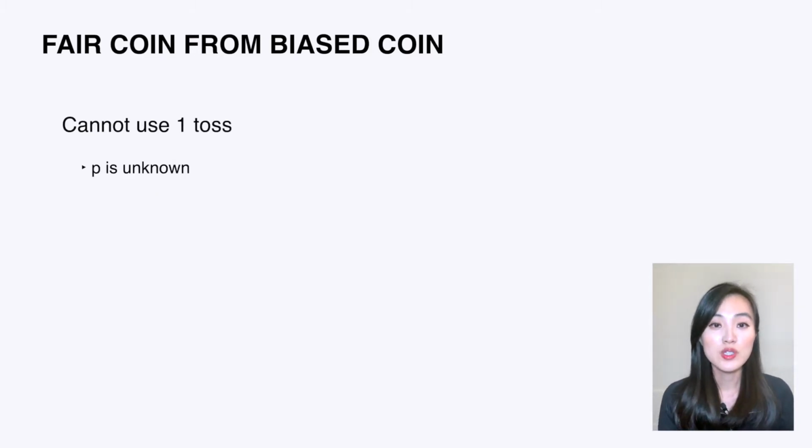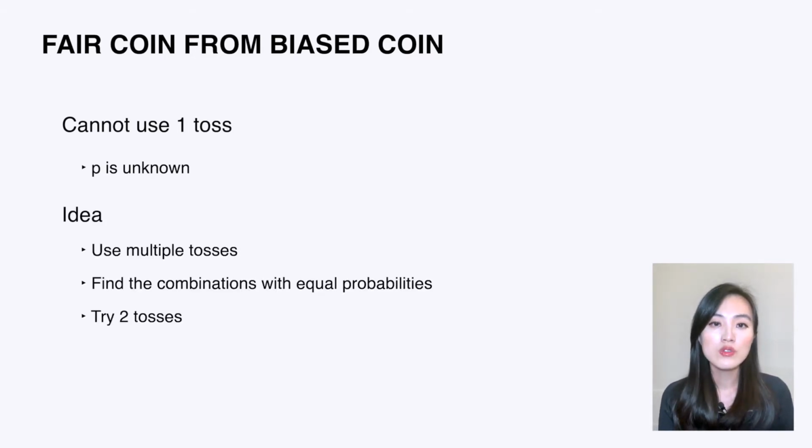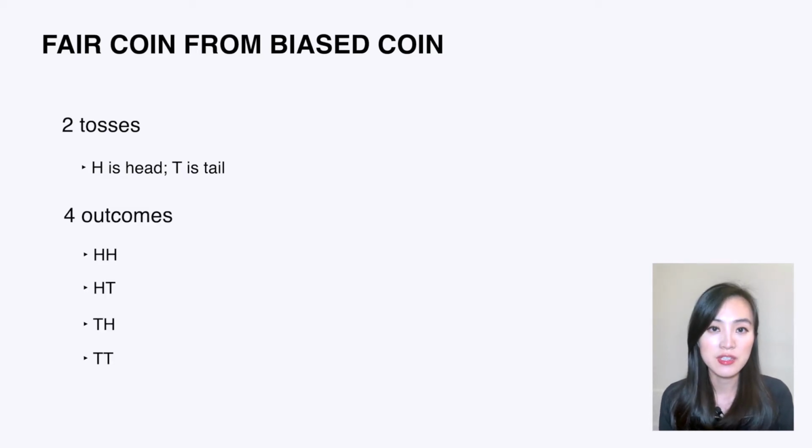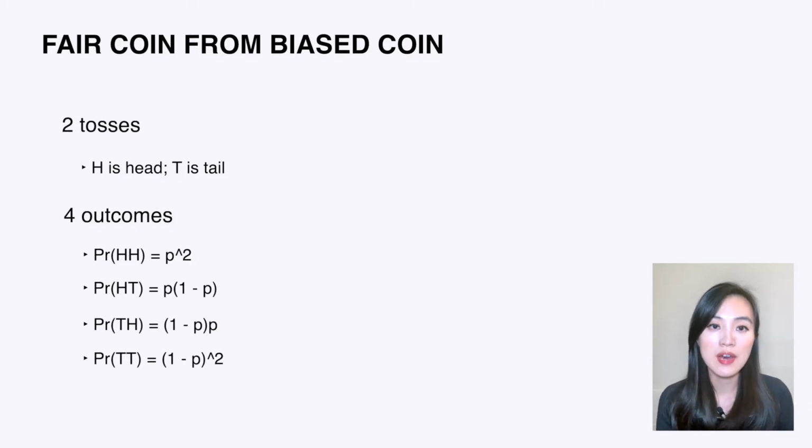It's pretty clear that we could not use one toss to simulate a fair coin given that P is unknown. So we want to try multiple tosses and find the combination of outcomes that have equal probability. We can start with two tosses and see what we can get. Here we use H to stand for head and T to stand for tail. So for two tosses, we can get four different outcomes: HH, HT, TH, and TT. Then we can get the probability of those combinations. It's obvious that HT and TH have the same probability, which is P multiplied by 1 minus P. And that is what we want to leverage to simulate a fair coin.